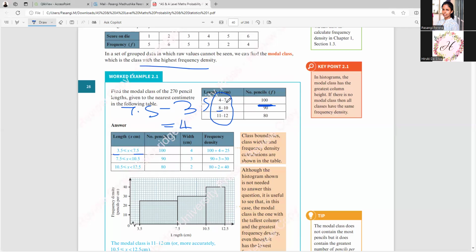Here we have 4 up to 10, so here we have 8 to 10. Here we have 11 to 12. These class widths are not equal. That's why we have to consider the highest frequency density.